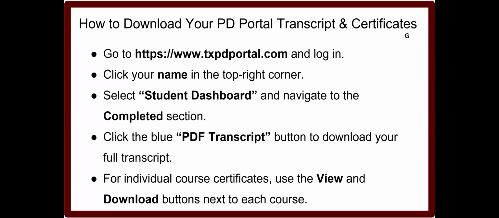Let's look at how to download your transcripts and certificates from the PD portal. Go to txpdportal.com and log in. Click on your name in the right-hand side top corner of the page and select the student dashboard and go to the completed section. To download your full transcript, click on the PDF transcript button. If you want individual course certificates, use the view and download button next to each of the completed courses. I've also put these steps in the chat. Moving to the next slide.